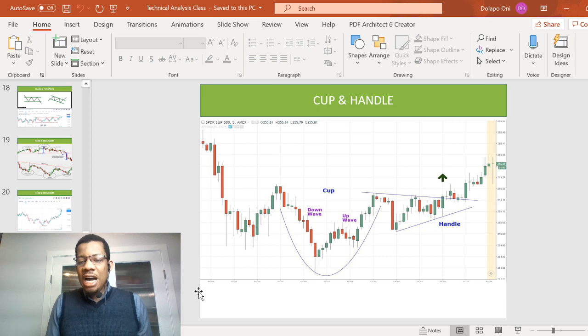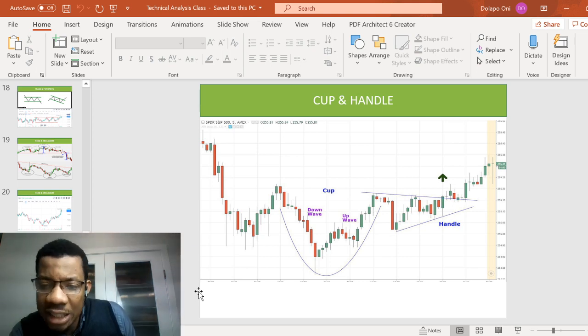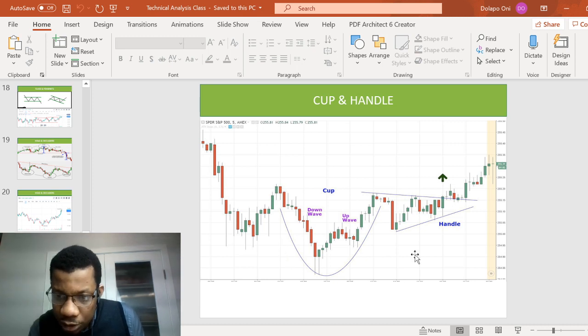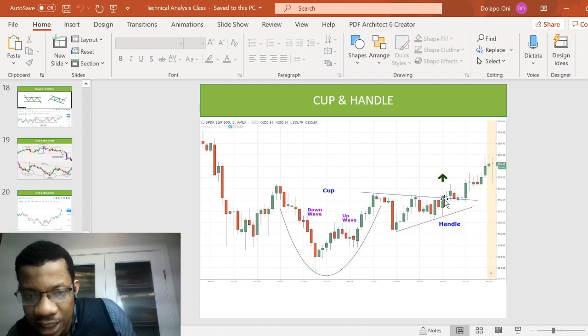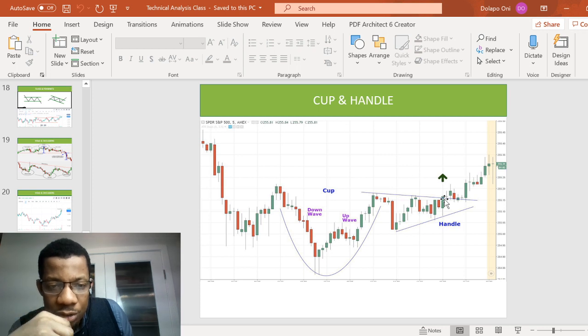And pretty much like your head and shoulders, you're also trading a breakout point. You trade a breakout point for this cup and handle. You can see the breakout point just at the top of the triangle there. If you look at where this breaks out, you can see that there's an extended breakout. This was a chart for an index, the S&P 500 index.